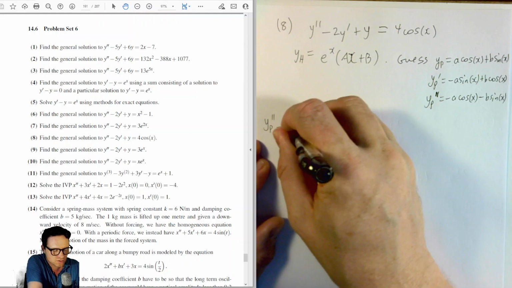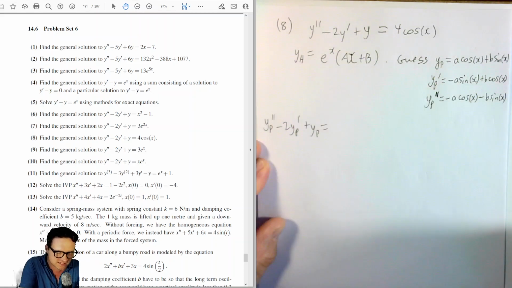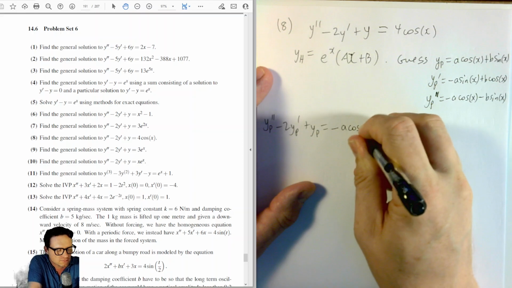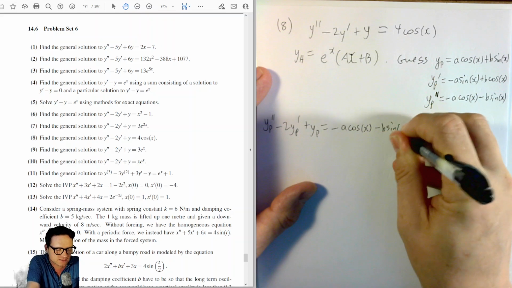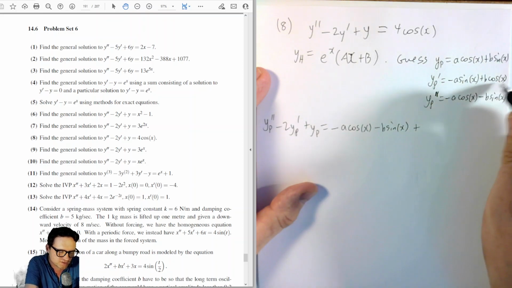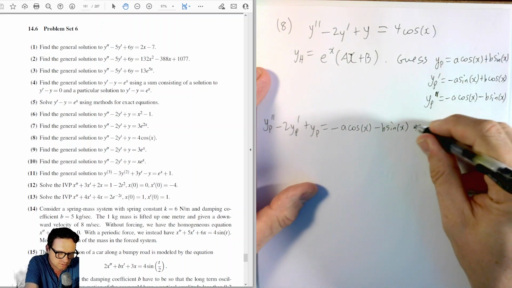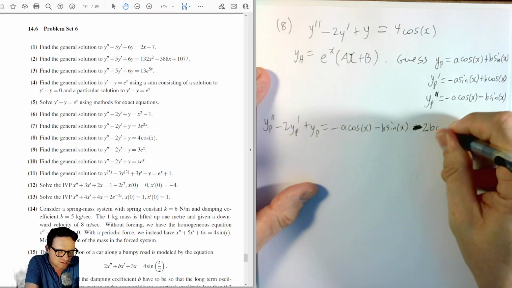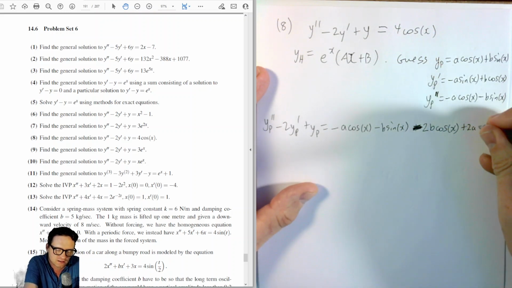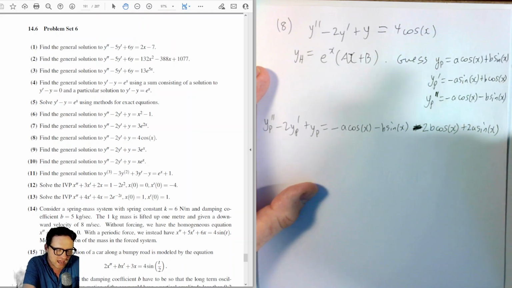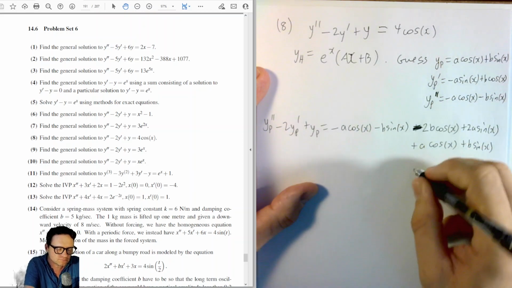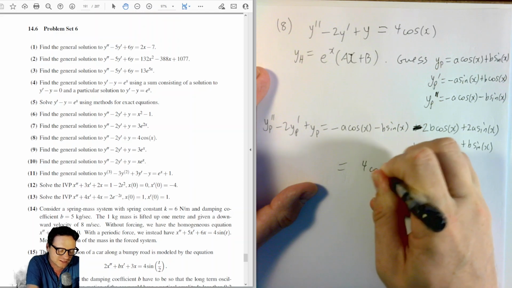So yp double dash minus 2 yp dash plus yp is equal to minus a cos of x minus b sine of x. Okay, then minus 2 times yp dash, or actually let's put the cos first so we can be tidy about this. So this will be minus 2b cos of x, and then minus 2 times minus a is plus 2a sine of x, and then we have this to add, plus a cos of x plus b sine of x. Okay, so the sum of all this is supposed to be 4 cos of x.